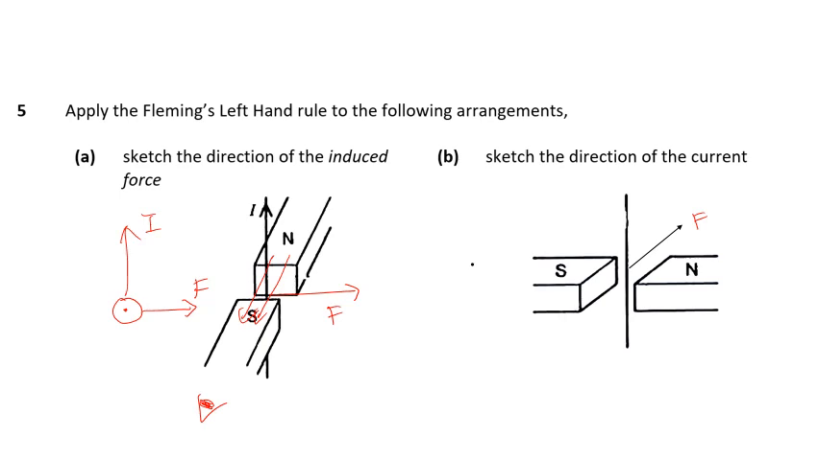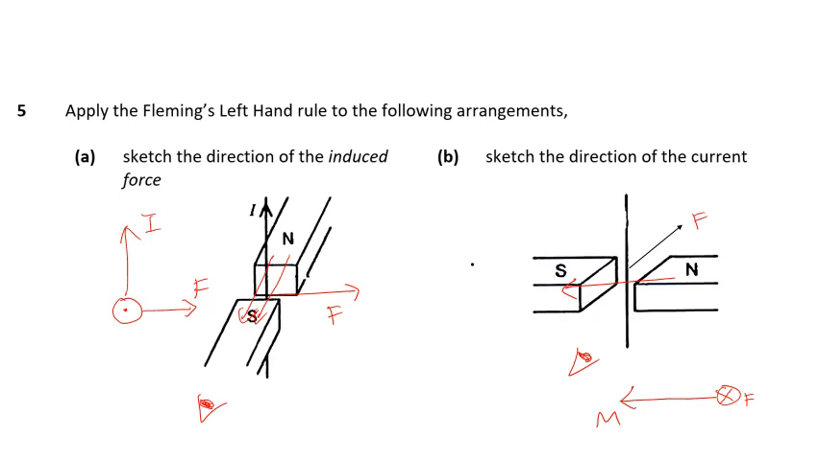Now let's look at part B. For part B, same thing. I'm going to draw the magnetic field lines. It is to the left. My eye is like so again, so I'm going to draw this right now: magnetic field line to the left. Now the induced force is actually going away from us.